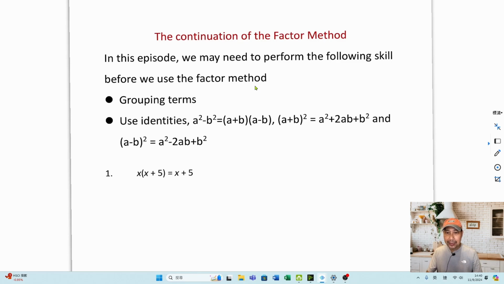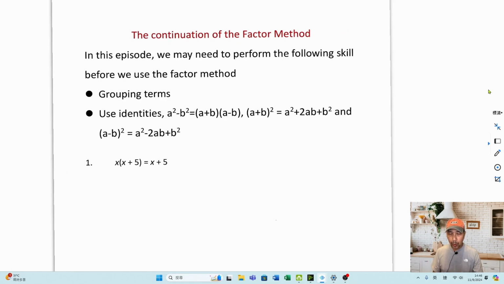Okay, we can take a look at the slide. We need to perform the following skills before we use the factor method. They are broken terms and some identities. I think you should be familiar with these identities. We will combine all the knowledge we have learned and use it to simplify the equations. Okay, let's look at number one.